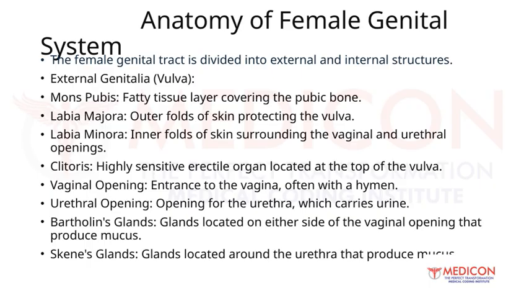At the top of the vulva, you'll find the clitoris, a highly sensitive erectile organ. It's rich in nerve endings and plays a significant role in sexual pleasure. Moving downward, the vaginal opening serves as the entrance to the vagina itself, often covered partially by a thin membrane called the hymen. Next, we have the urethral opening, which is the opening for the urethra, the tube that carries urine out of the body. It's located just below the clitoris and above the vaginal opening.